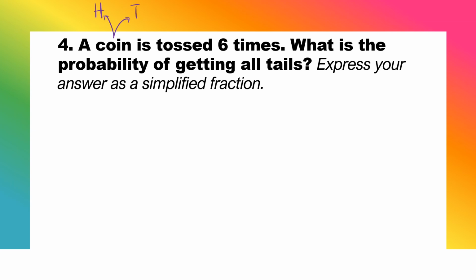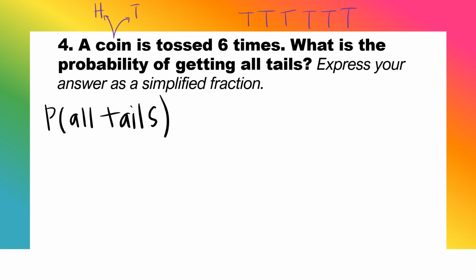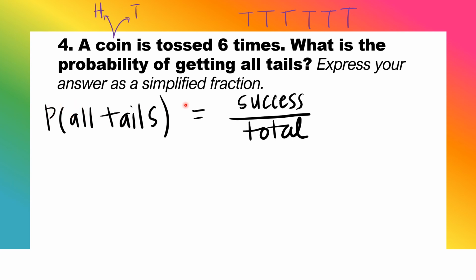There's only one way that you could get all tails, right? If you envision that tree diagram, it would be T, T, T, T, T, T. So 6 times you're tossing that coin, so 6 T's. We know that probability is success over total. So the probability of getting all tails is equal to success over total. I know that there's only one way to have a success here, and that's to get all T's.